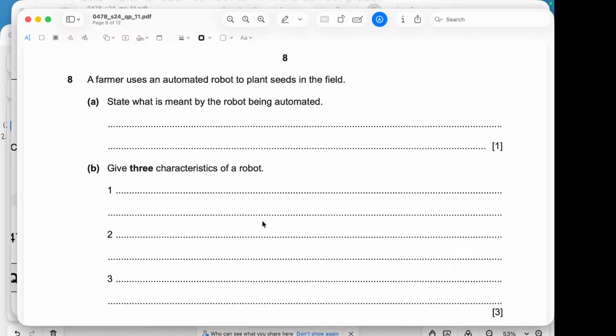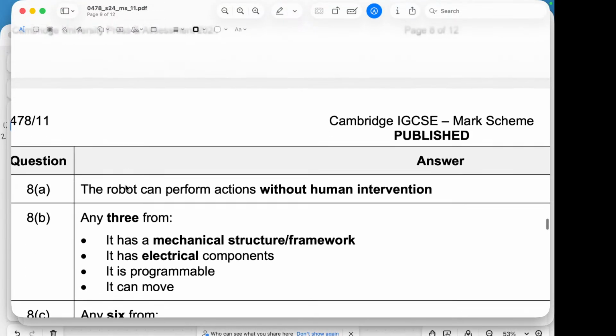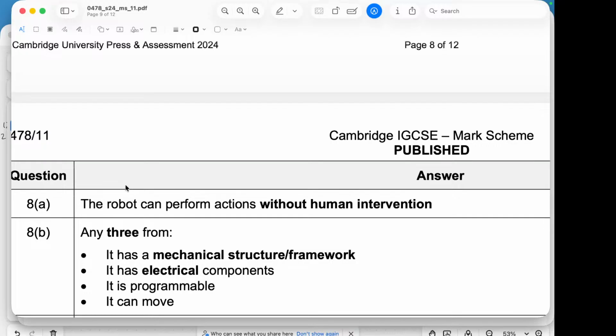Anybody else want to add anything for that? It is worth learning the characteristics because this question has come up quite a few times actually. So we've got, it has a mechanical structure, has electrical components, it's programmable, it can move. So a couple of you have said sensors. I can't see why they wouldn't give you a mark for that because that is an electrical component. So hopefully they would give you a mark for that.